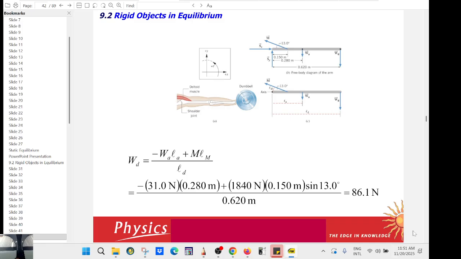So you should find 86 Newton. Yes? So 86 Newton is about 90 Newton. 90 Newton is about 9 kilogram. 9 kilogram is about 20 pounds. So 20 pounds, it makes sense, right? 20 pounds.